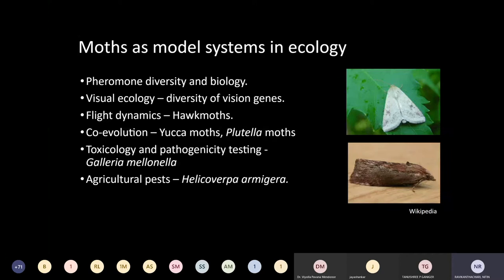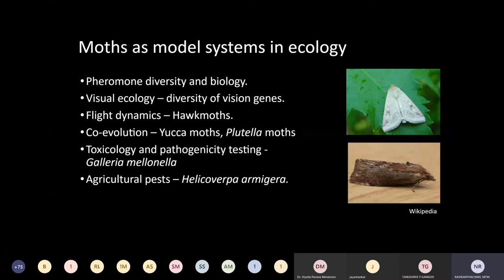And hawk moths specifically have been used tremendously in flight dynamic studies to look at how moths fly and how they turn and what kind of systems they have to enable fast flight and enable efficient flight, and even their body morphology to aid their flights. And coevolution is something that has been extensively studied in moths, and I'll talk about this a bit more later on in the presentation.